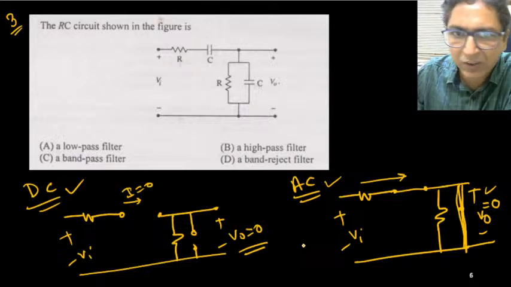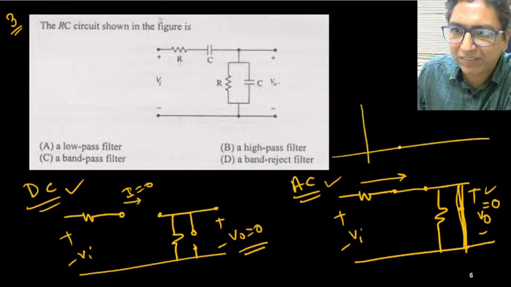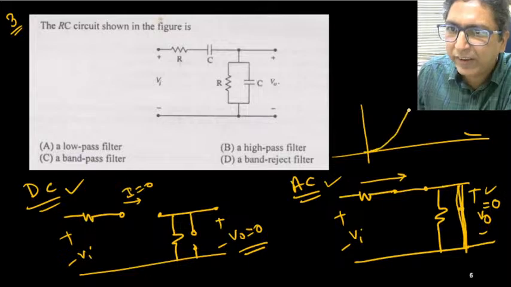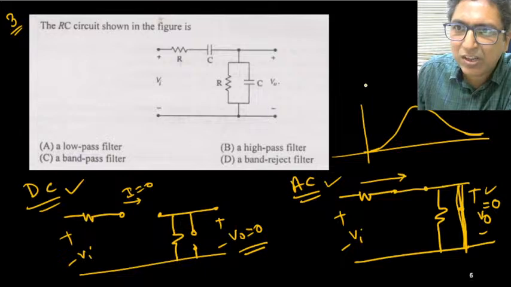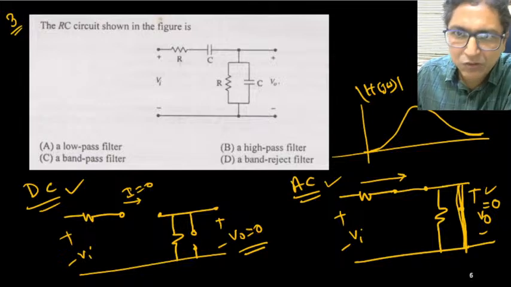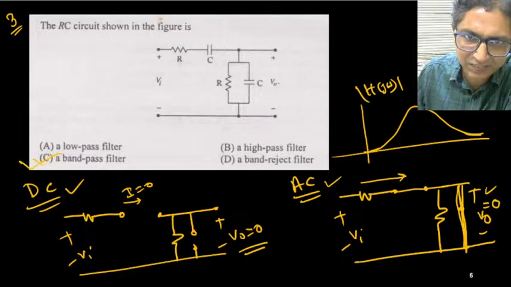Okay, very logically we can think that its characteristics could be like this. Very high frequency it is 0, low frequency 0. In mid frequency I can get this kind of plot. So this is the gain, magnitude of H of j omega. So it will be a band pass filter. Okay, so without computing the exact expression, we can find that it is a band pass filter.